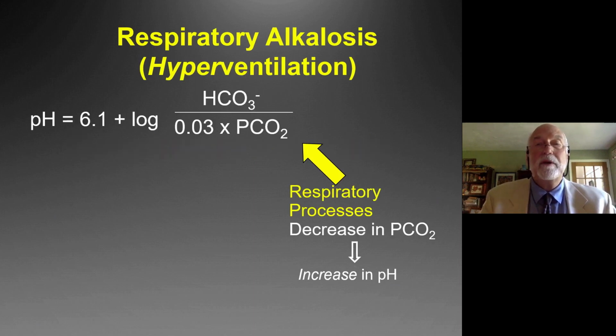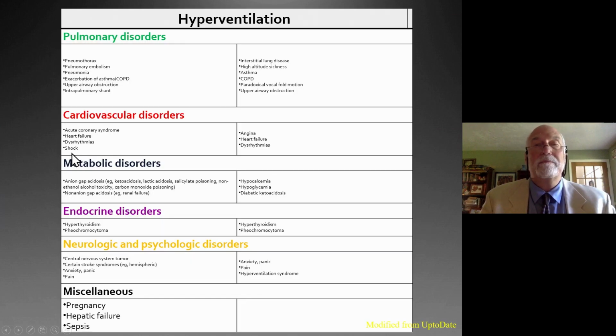Quick word about respiratory alkalosis. So this is going to be hyperventilation and decreasing the PCO2. Decreasing the denominator is going to raise the pH.